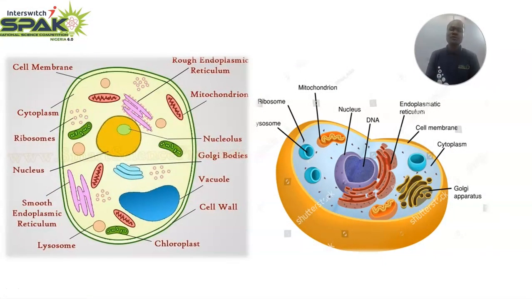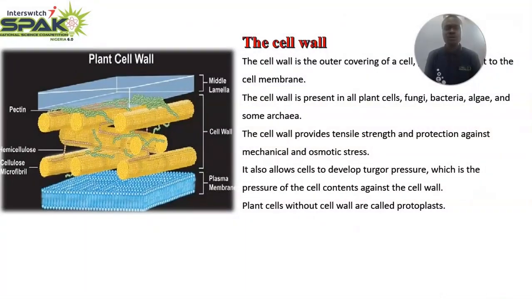Now, these are the structures of the cell. Let's talk about some of these organelles that you find inside the cell. We have the cell wall, which is usually adjacent to the cell membrane and is usually found in a plant cell. Animal cells do not have a cell wall. That's what differentiates between them.